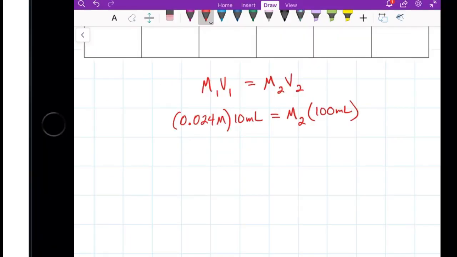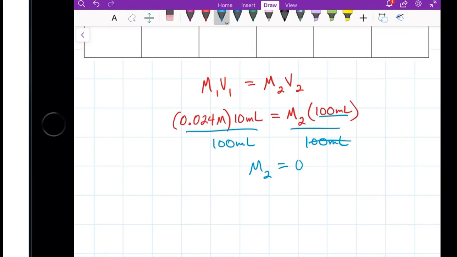So there we go. Now it's just a matter of dividing both sides by 100, which for this one you should be able to do in your head, because if we multiply by 10 and divide by 100, that's just like dividing by 10, right? So M2 for the potassium iodate should be 0.0024 molar. So I'm just moving the decimal over one spot.